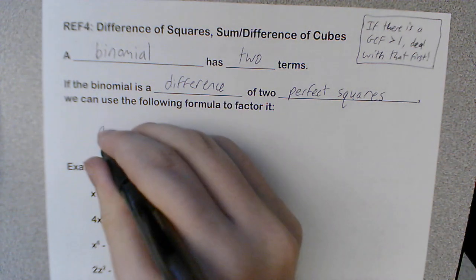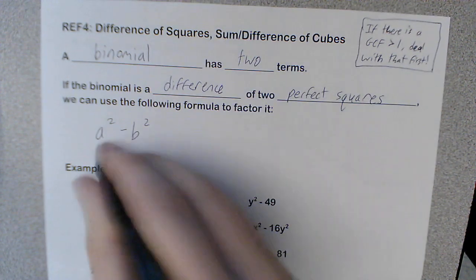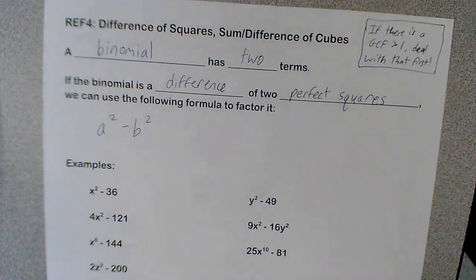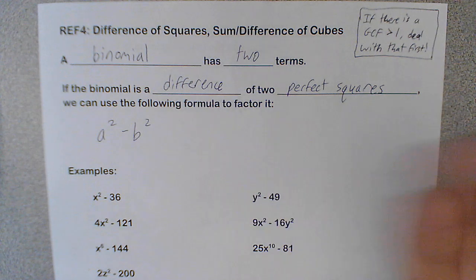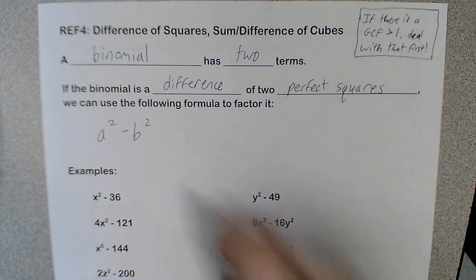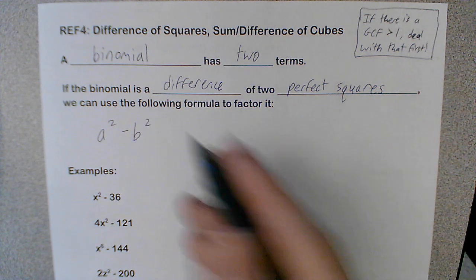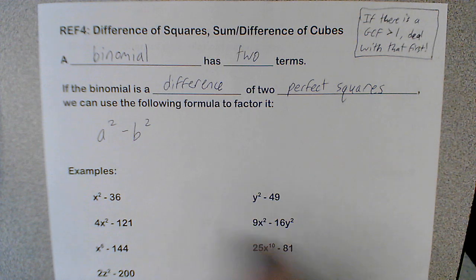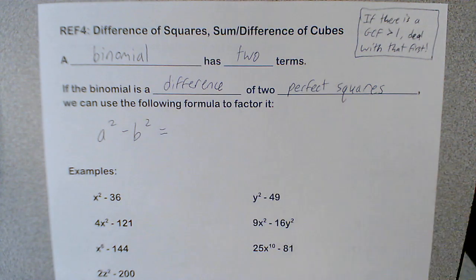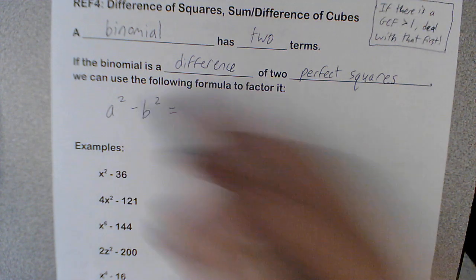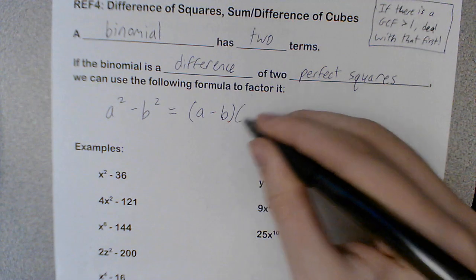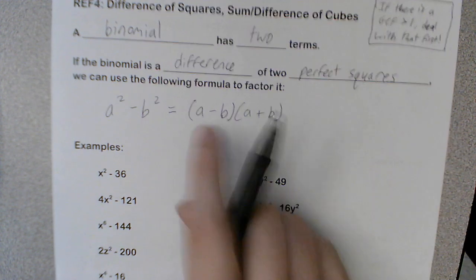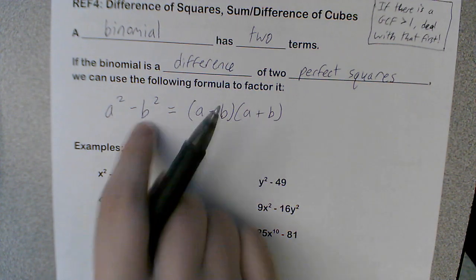So we can express the difference of squares as a squared minus b squared, where a squared and b squared are the two perfect squares. This could either be a variable with an even exponent, since a variable with an even exponent is a perfect square, or it could be something like 4, because 4 is 2 times itself. So a number that you can get by multiplying something by itself is also a perfect square. If you have two perfect squares and they're being subtracted, you can factor this as a minus b times a plus b, where a and b are the square roots of the perfect squares.